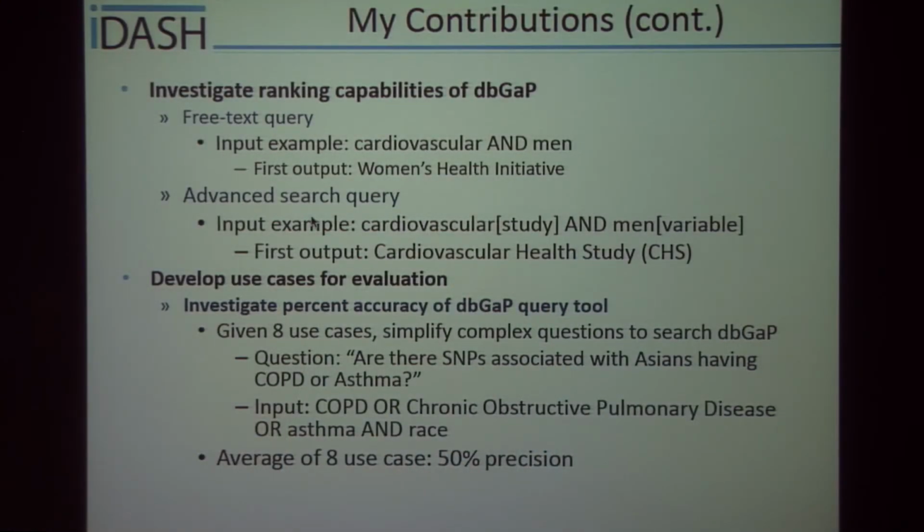The last task that you see there is to develop a percent accuracy or a percent precision, if you like, to then use as a standard for our own search tool. And so I was given a list of 8 use cases. Use cases I mean by questions that a biomedical researcher might be asking themselves. I simplified those and returned a number of studies. We determined that the current dbGaP tool has a roughly 50% precision rate. And so we're trying to build on top of that, and I hope that our system would be better than 50%.